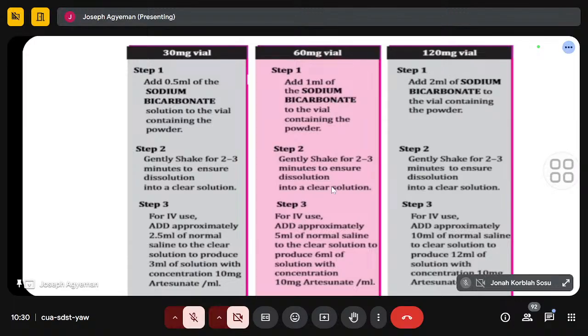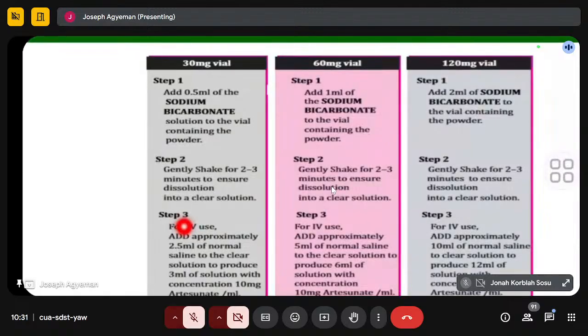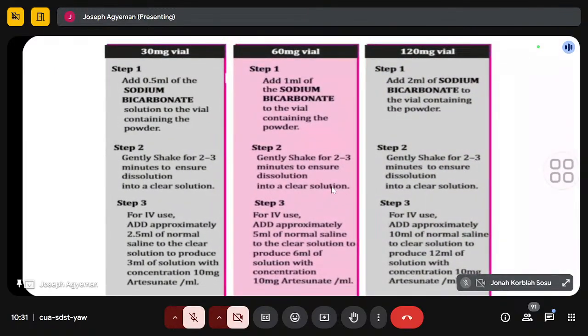So if you already have 0.5 mL containing 30, how much of the diluent do you need to increase the volume from 0.5 to 3 mL? Obviously, that will be 2.5 mL. So you add 2.5 mL of your polar solvent provided, which is now normal saline, to the 0.5 mL containing the 30 milligram sodium artesunate. You shake it, the final volume becomes 3 mL solution, still containing the 30 milligram.